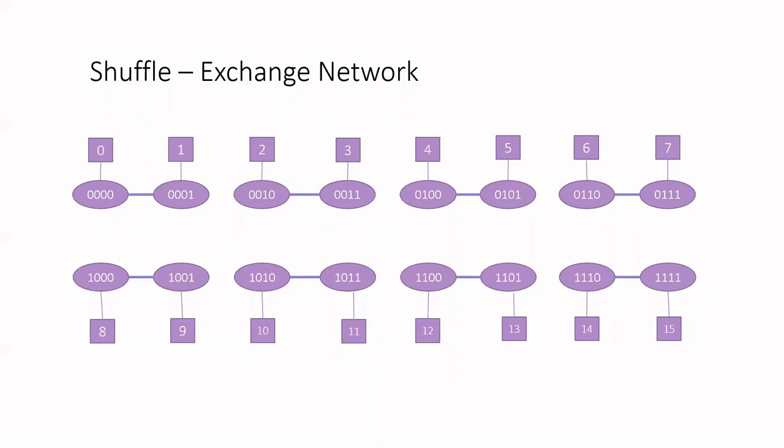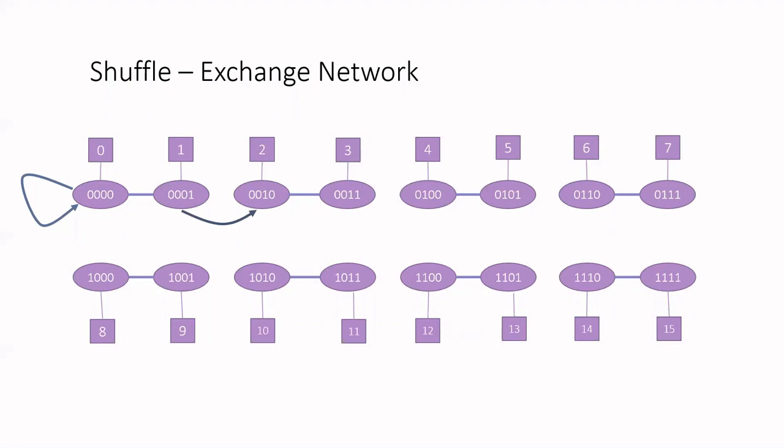Now let's try shuffle connection on 0000. Even if you shift that to left or right, that doesn't make any difference to 0000. So the shuffle connection is a self connection to 0000. Now try 0001. When you shift one position to the left, it becomes 0010. Now the shuffle connection of 1 is this.